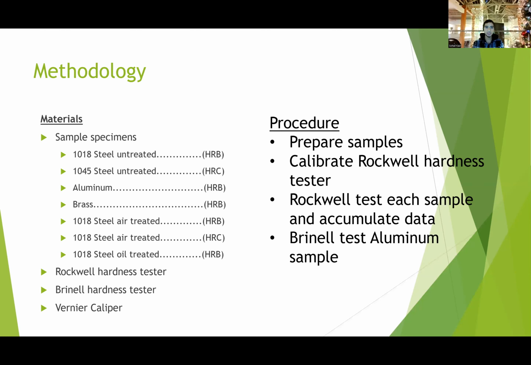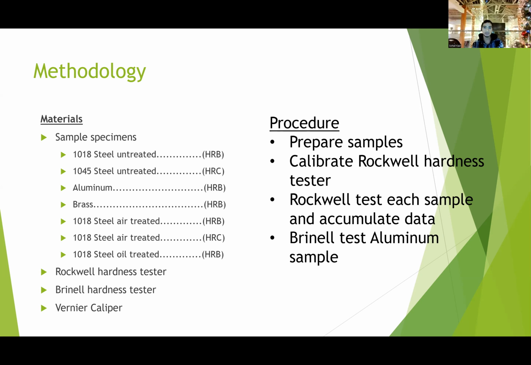So for this experiment, the samples we will be using are 1018 steel untreated, air treated, as well as oil treated. And then 1045 steel untreated, and we'll be using aluminum and brass. And the machines we'll be using to test the hardness of these materials are the Rockwell hardness tester, as well as the Brinell hardness tester. And we'll be using the vernier calipers to take some measurements.